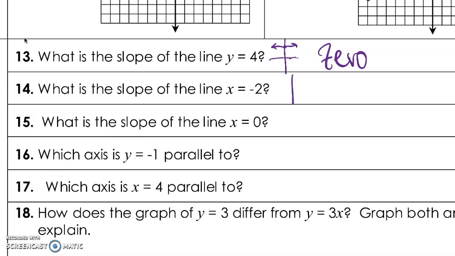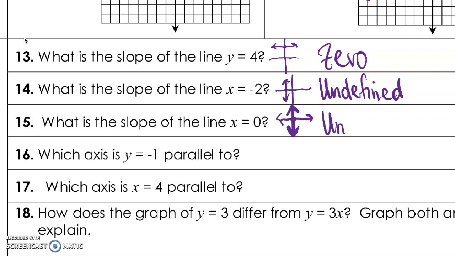Then if we have x equals -2, that would look like this. And we should remember that a straight up and down line has a slope that is undefined. The slope of the line x equals 0. So here's a tricky one. X equals 0 means I stay at the origin, but then I draw straight up and down. So that one is also undefined. X equals will always have an undefined slope because it should always be a vertical line.